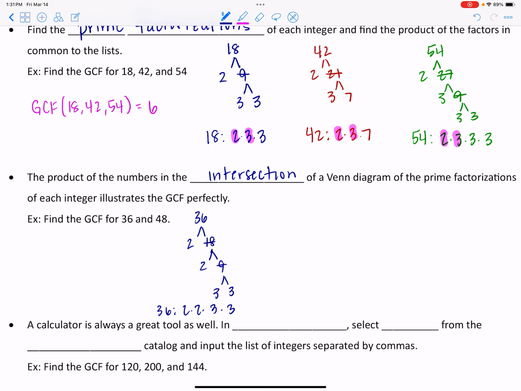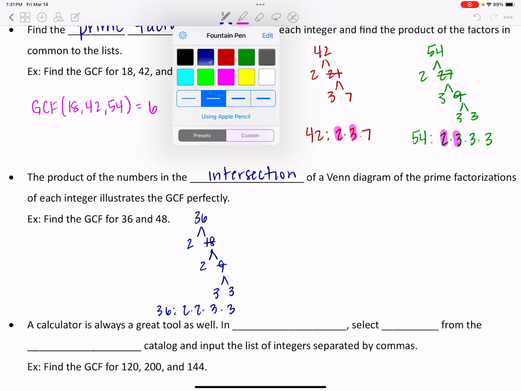Okay, and then I'm going to break down my 48. Pretty sure I said change to red.